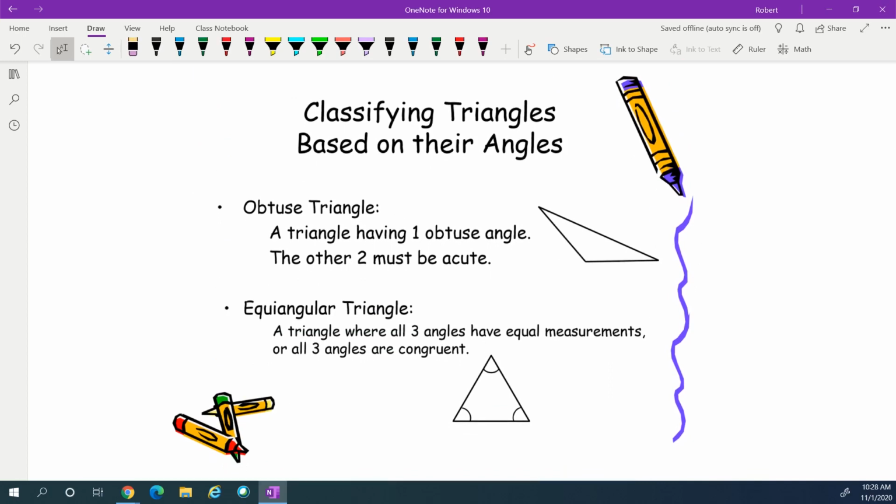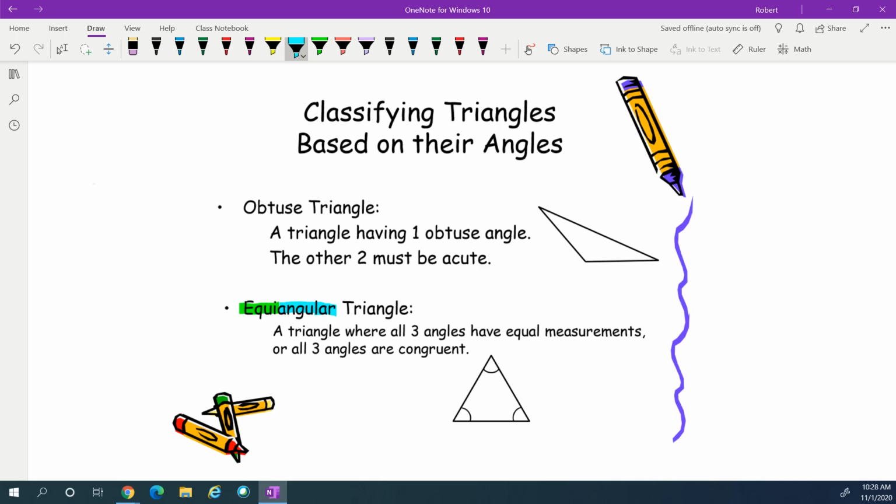An obtuse triangle just means that it has one obtuse angle. The other two will always be acute. And we have this thing called an equiangular triangle. Equiangular, which really just means equal angle. So an equiangular triangle has three angles that are all equal. And if you think about that, when the angles have to total 180, if all three angles are congruent, they're all going to be 60 degrees.